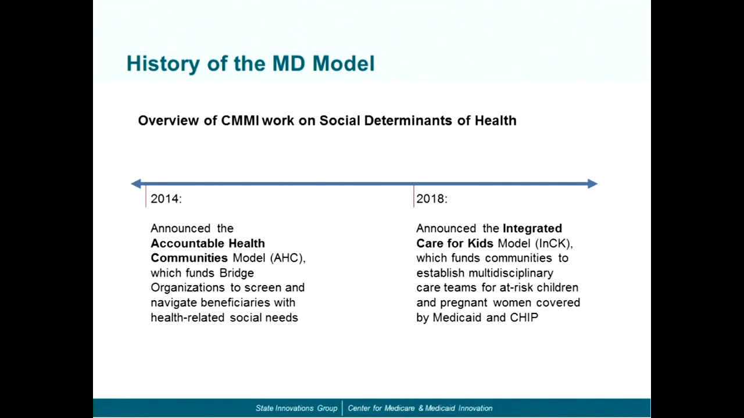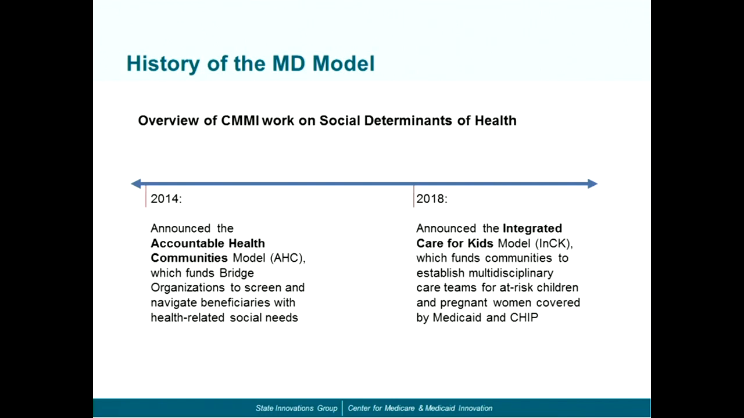So first, as you can see on the slide here, there's a timeline of CMMI engagement in social determinants of health issues that started before 2014, but formally in 2014 when we announced the Accountable Health Communities model, which is a model that funds community-based organizations to screen and navigate beneficiaries for health-related social needs.